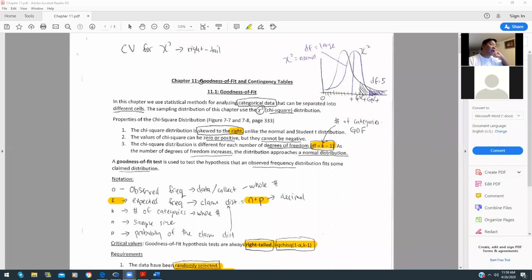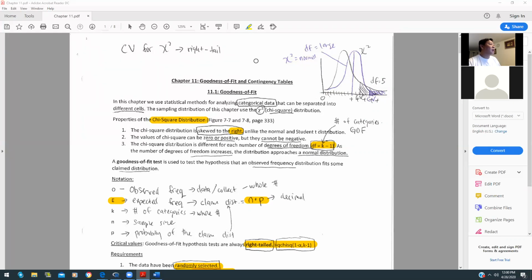Chapter 11 is called goodness of fit and contingency tables. What we're going to do here in chapter 11, you will learn a new distribution. It's called a chi-square distribution. Last time in chapter 9 and chapter 8, you did Z, which is a standard normal distribution, and you also did the T distribution, the Student's T distribution. So this time we will have what we call a chi-square distribution.